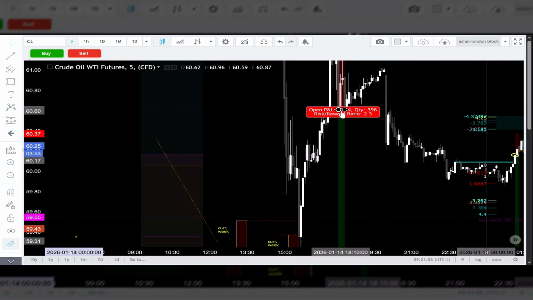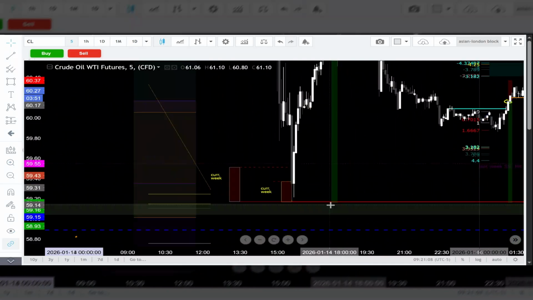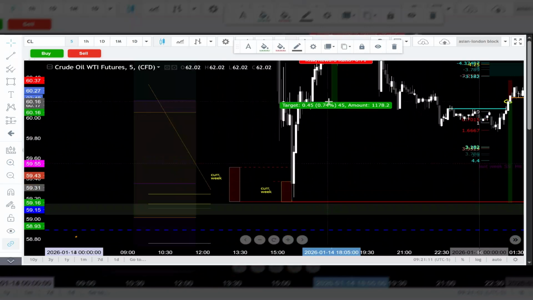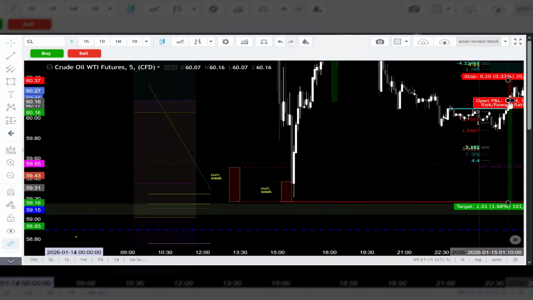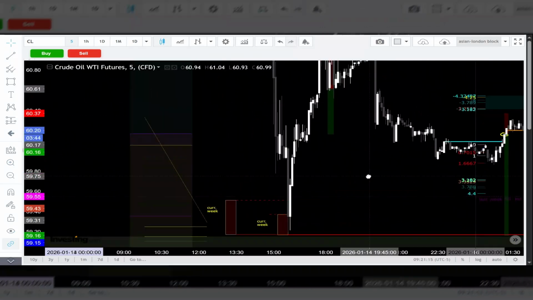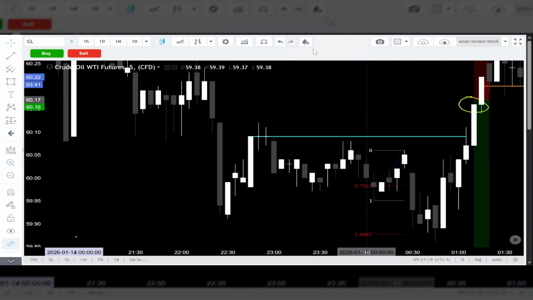This position right here, I didn't hold it all the way down to here. Let me pull this up to where I actually got out. I got out where this circle is right here because the structure broke on the 30-minute chart. Okay. Let me save this and then let me go to the 30-minute to show you.